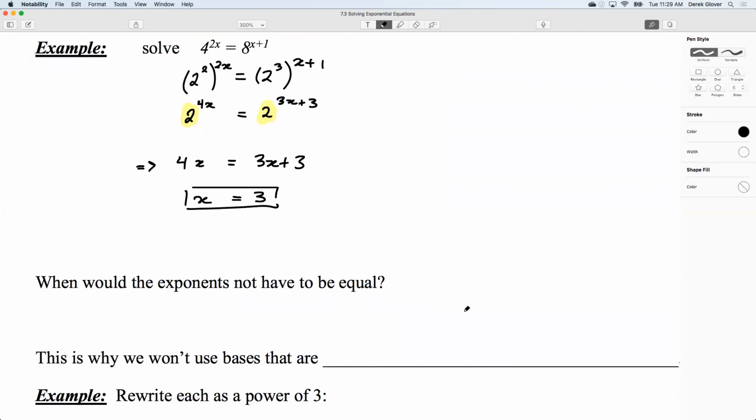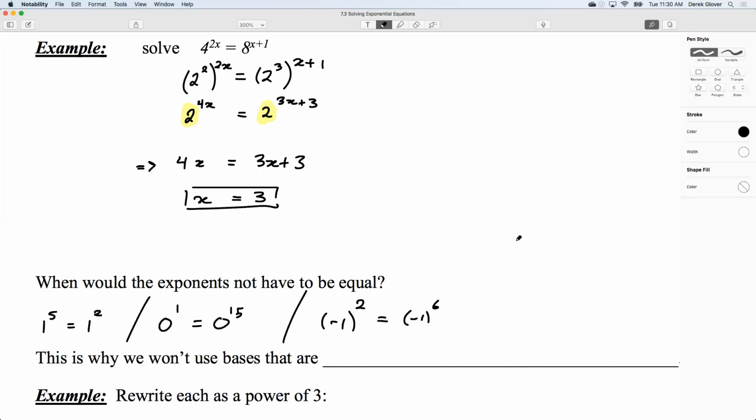When would the exponents not have to be equal? There's a few cases where you can't use this trick. For example, 1 to the power 5 equals 1 to the power 2, which is just 1. So we can't really do this with 1. We also can't do this with 0. 0 to the power 1 equals 0 to the power 15. So we can't do that. Same with negative 1. Negative 1 is going to bounce back and forth between positives and negatives. So like negative 1 to the 2 is the same as negative 1 to the 6.